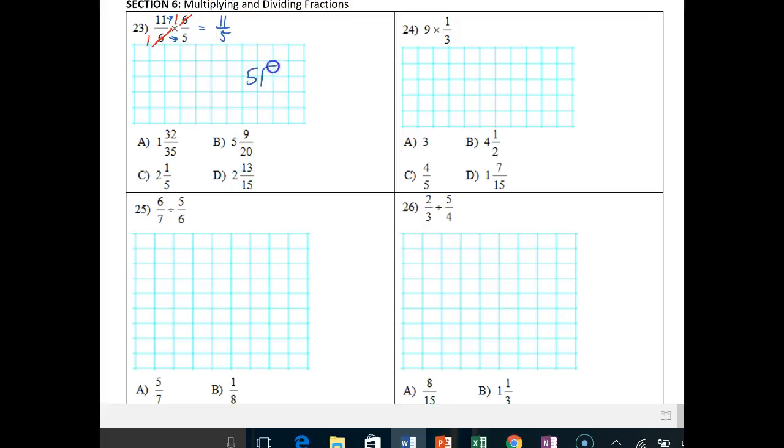I know that's an improper fraction. 5 goes into 11 twice with 1 left over. That's how you get 2 1/5.